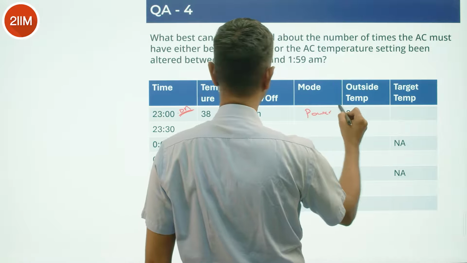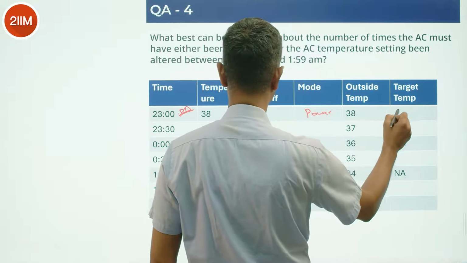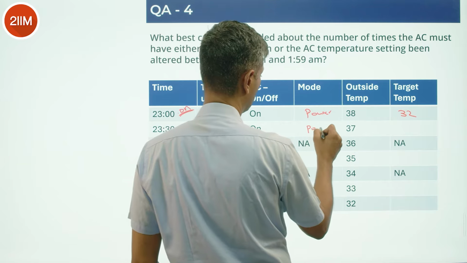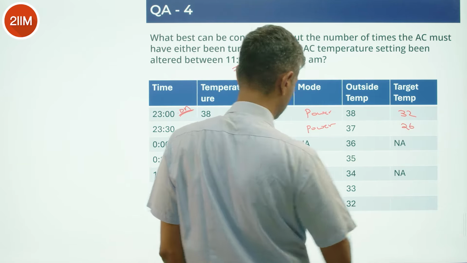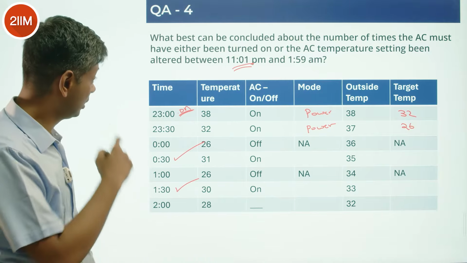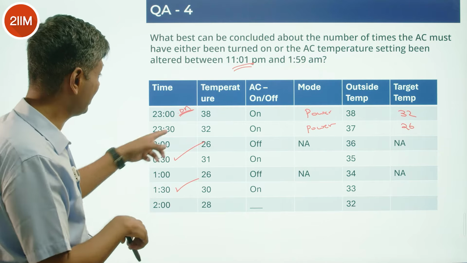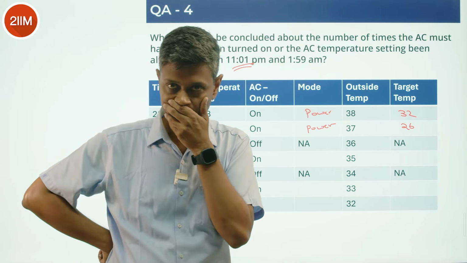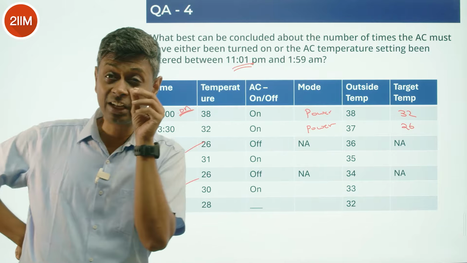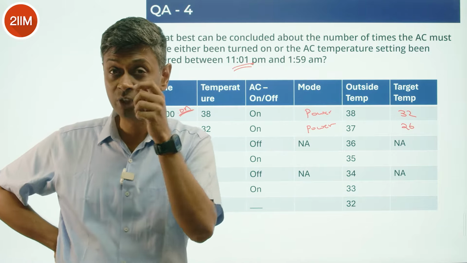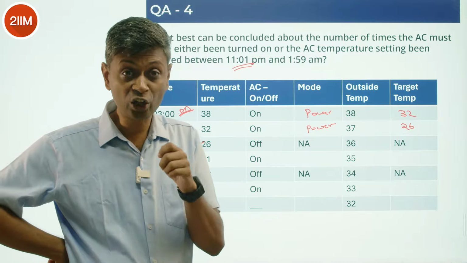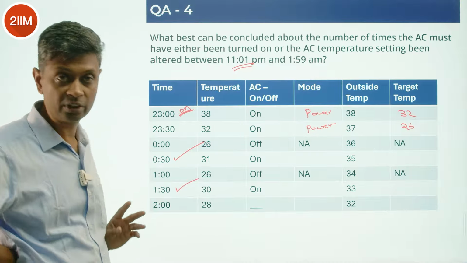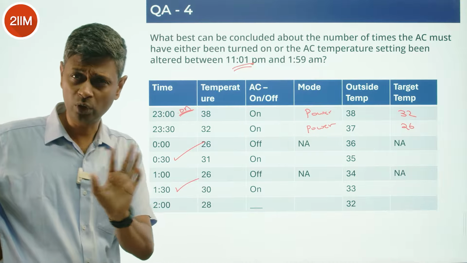Then the target temperature would have been 32 and then continued to be at power mode with target temperature at 26. This is a possibility. You already have seen this. That means there is a change at 11:30 which changed the setting to change the target temperature. And so that means we have tinkered with the setting. We have gone and done something with the AC remote by switching it on or changing the setting on 3 occasions: 11:30, 12:30, 1:30. At 12 and 1 we switch off. Switching off we don't count.